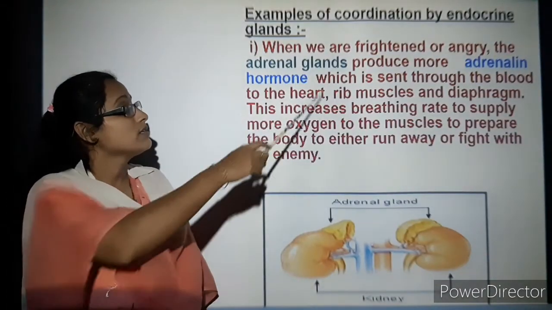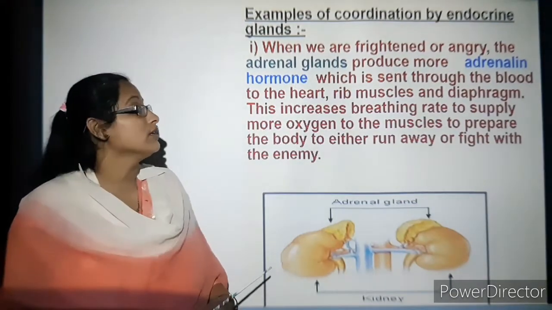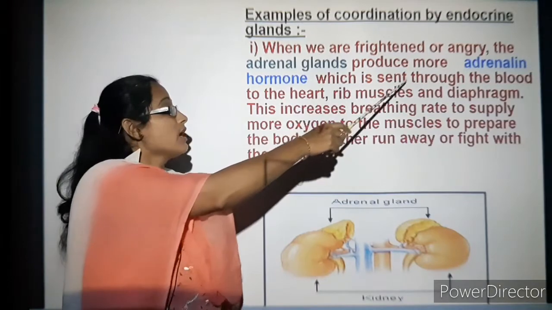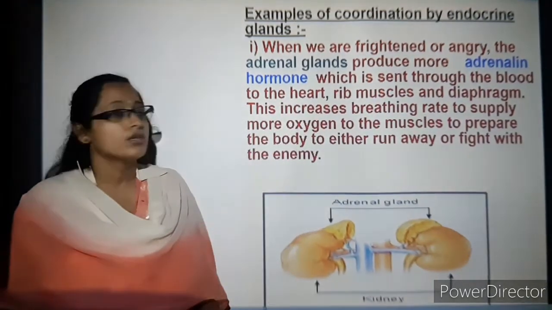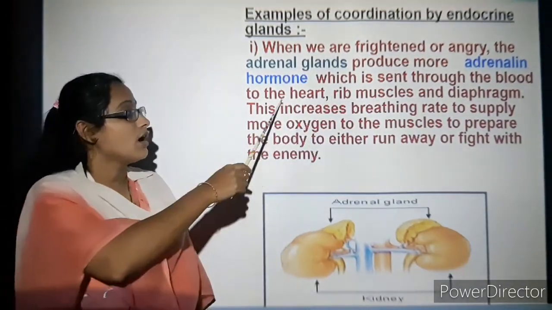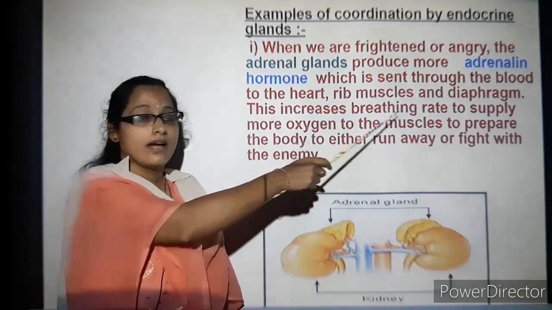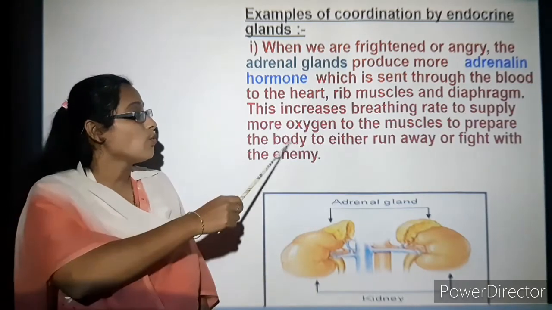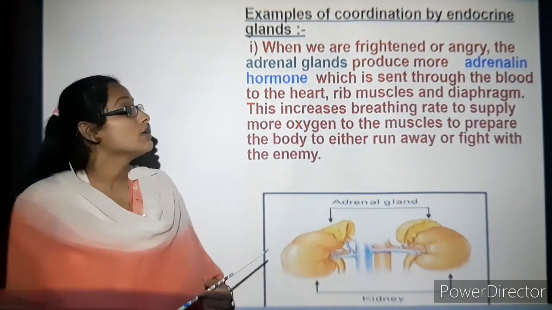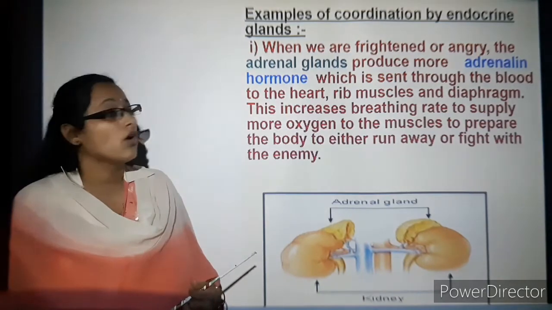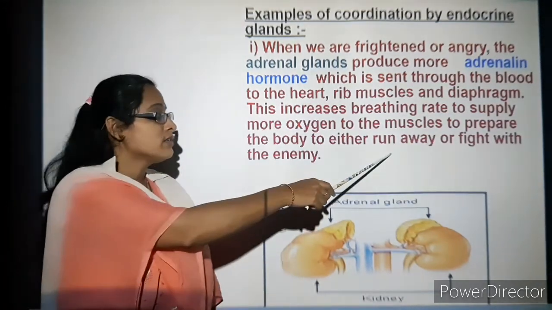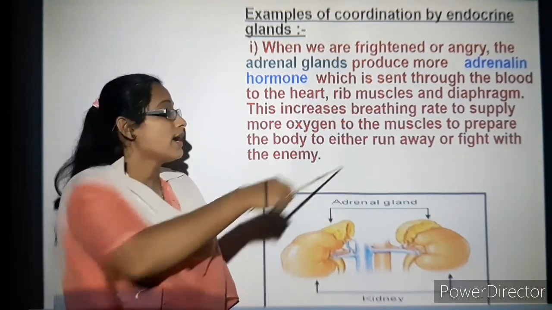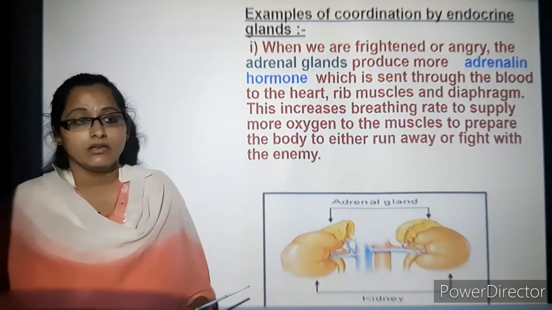So let's say that we are frightened or angry. The adrenal glands produce the adrenalin hormone, which is sent through the blood to the heart. It reaches the ribs and the diaphragm. This increases the breathing rate to supply more oxygen to the muscles. So what happens when you are afraid or angry? If you are afraid, you will run away from the situation, or if you are angry, you will fight with the enemy.